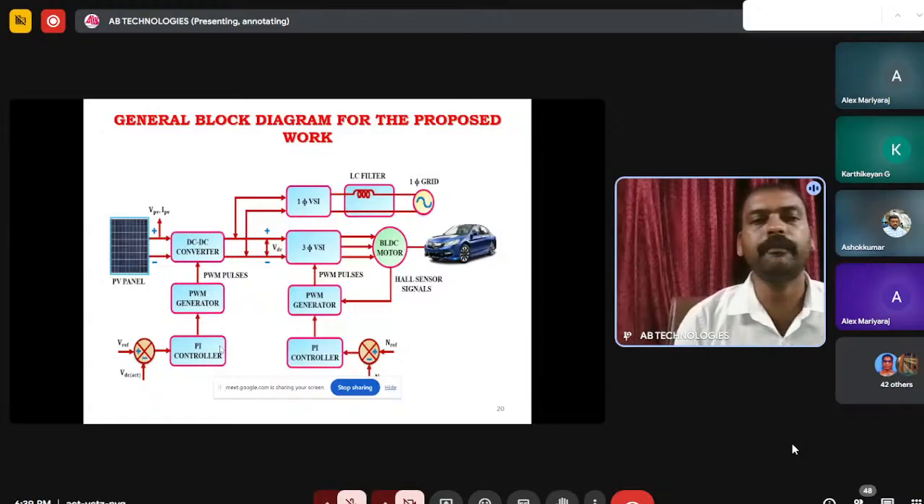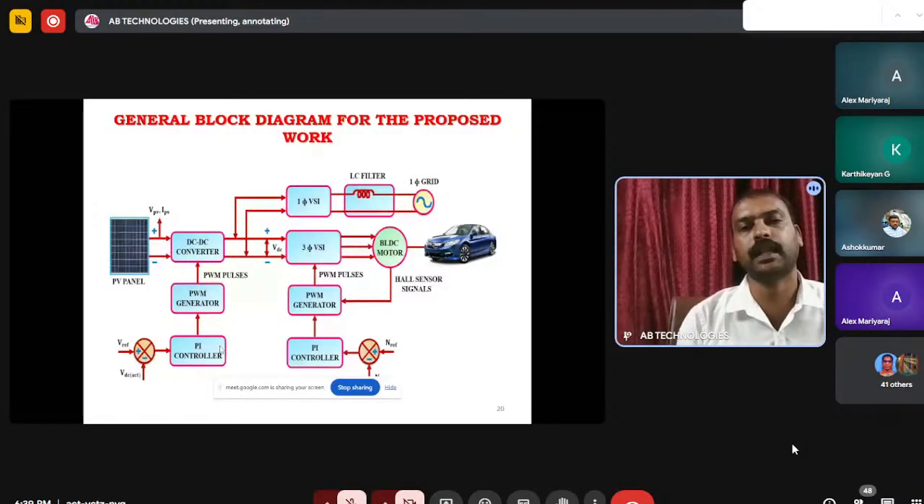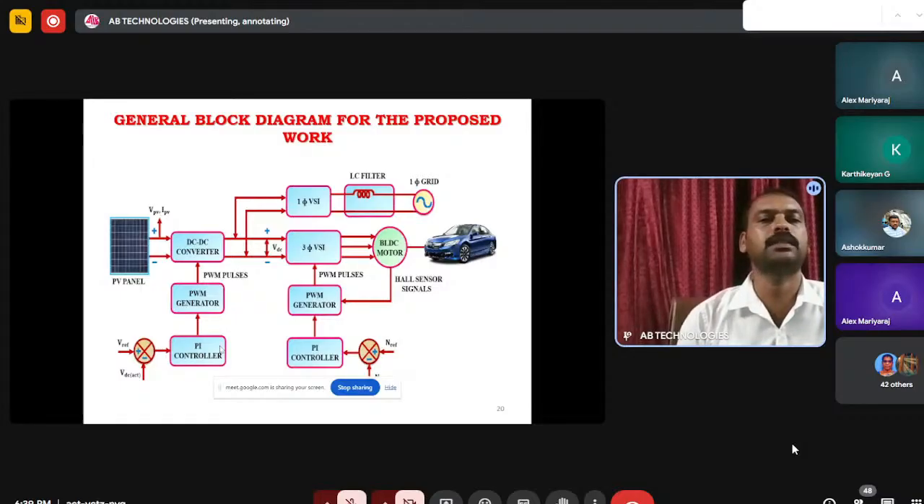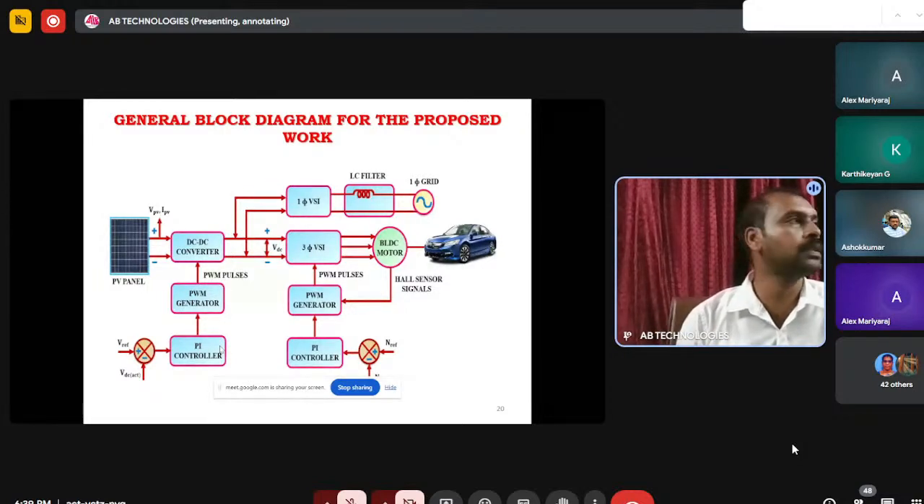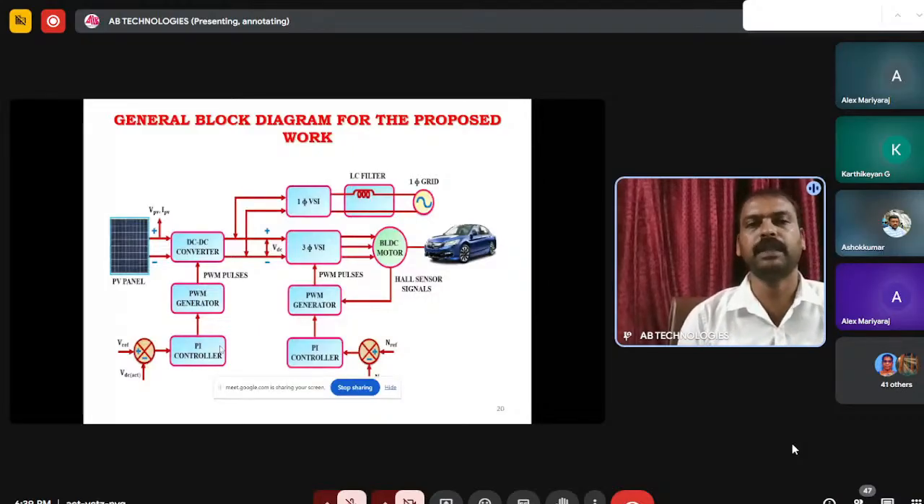That algorithm will compute the duty cycle. That means it creates a duty cycle. Actually, to generate the PWM pulse, we need two signals. The first one is the carrier signal and the other one is the reference signal. For a DC to DC converter, for the carrier signal we can use 10 kilohertz. That means the triangular signal is the best one.